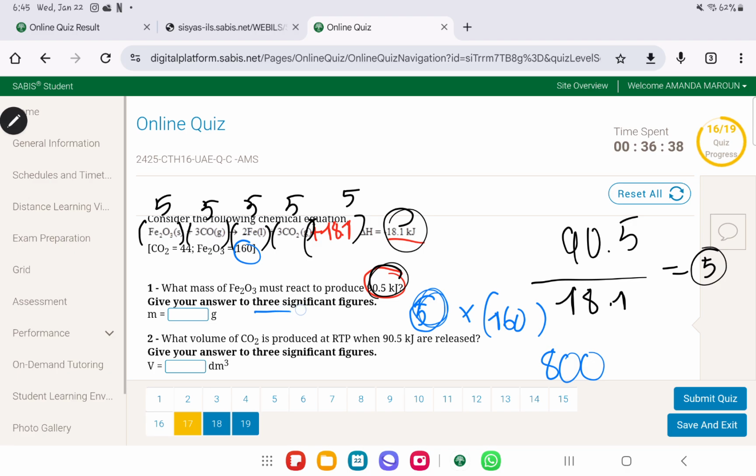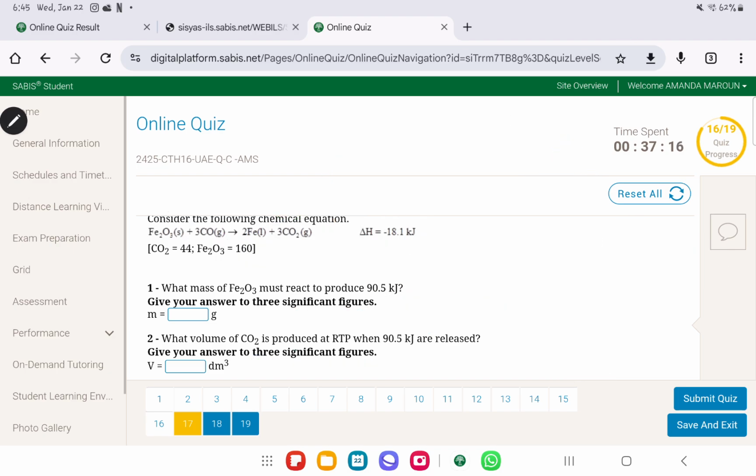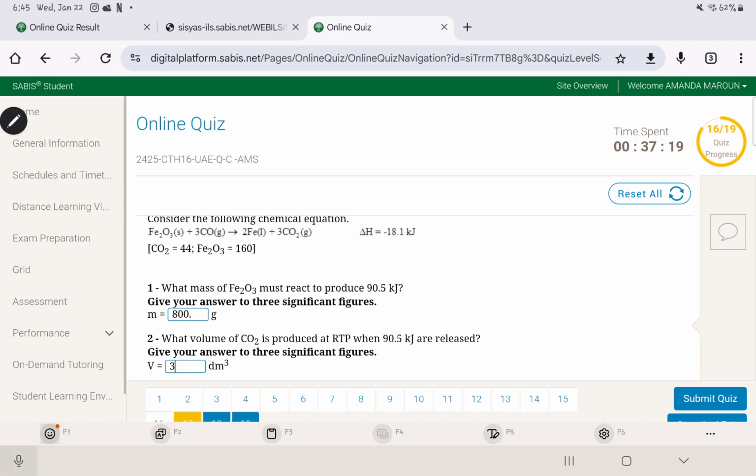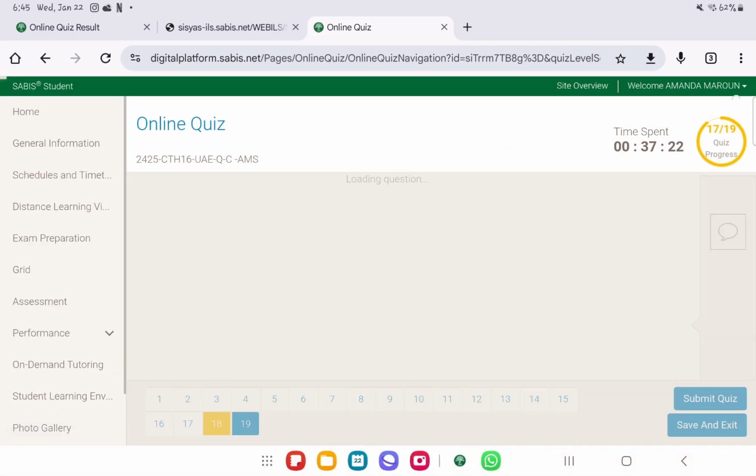Now pay attention, they said 3 significant figures. 800 is only one significant figure, but if you put 800 dot, then it will be considered correct to 3 significant figures. Now, they said what volume of CO2 is produced at RTP when 90.5 kilojoules are released. So we multiplied everything by 5. That means it is now 15 moles of CO2 multiplied by RTP, which is 24. So 15 times 24 will give us an answer of 360. But to 3 significant figures, this is only 2, so we put a dot. So it is then 800 dot grams and then 360 dot decimeter cube.